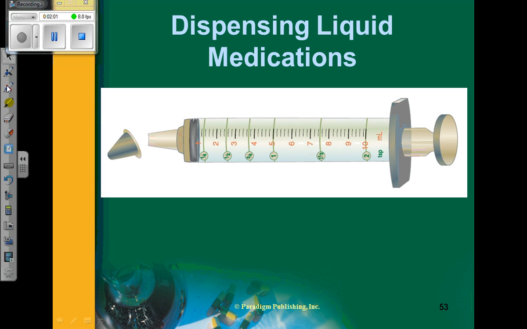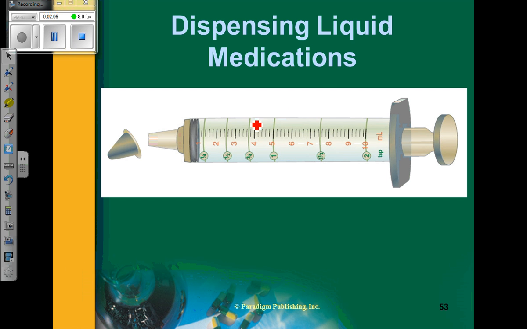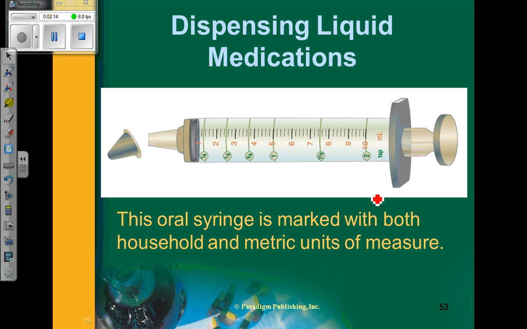This right here is showing you dispensing liquid medications. It's showing you the oral syringe. Of course, it's going to be marked with both household measurements and metric units. If you notice, the household measurements are written in teaspoons, and they are written in green up this one side. And then, of course, the metric units are written in red. It is written in milliliters going up this side. And if you notice, it does break it down into smaller increments, so it is more accurate.